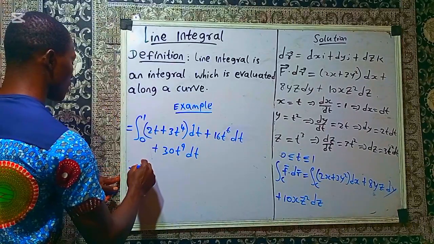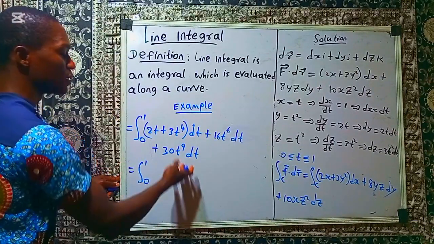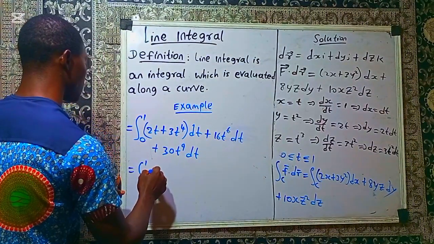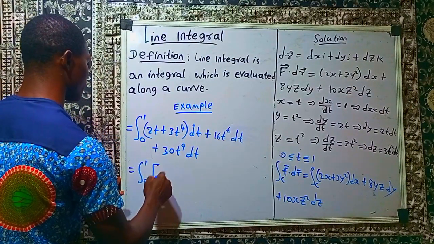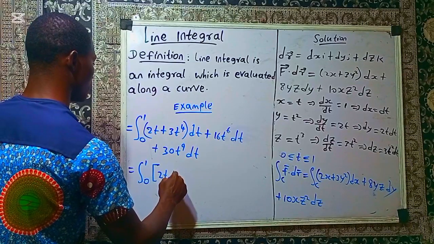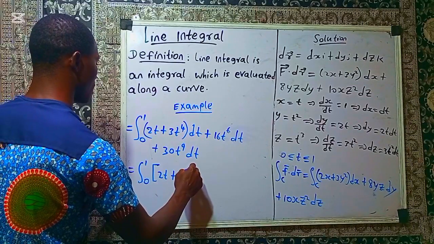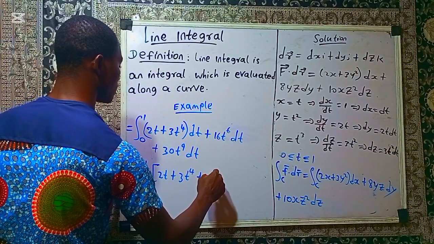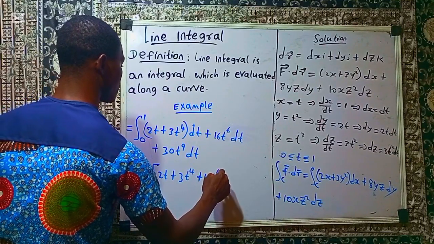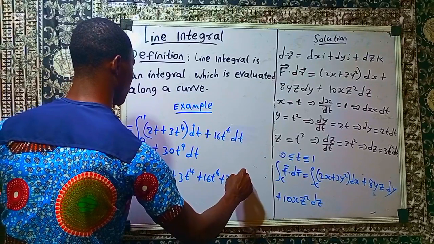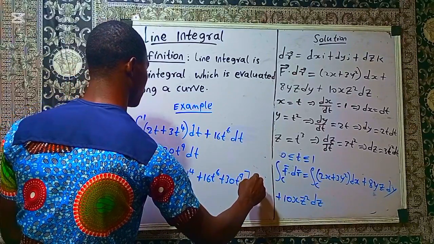So from this one, we have the integral from 0 to 1. Dt can come out because dt is now common. We now have 2t plus 3t raised to power 4 plus 16t raised to power 6 plus 30t raised to power 9, then dt.